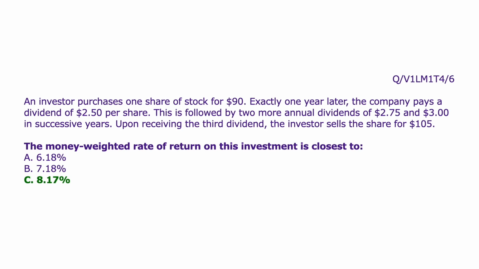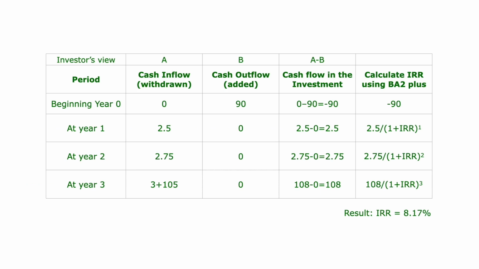Cash flow in the investment equals cash inflow minus cash outflow. From investors' view, cash inflow at year 0 is none. Cash outflow at year 0 is 90. So cash flow at year 0, or CF0 in financial calculator, is 0 minus 90 equals minus 90.